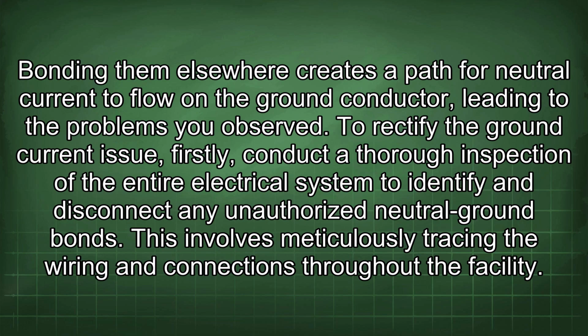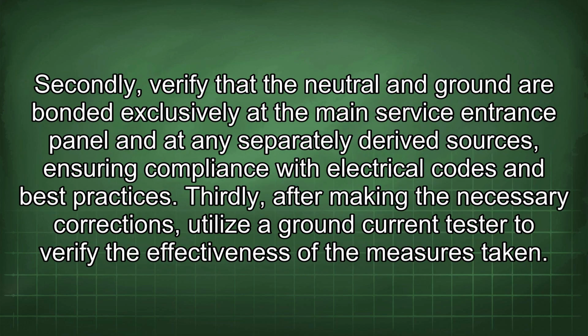disconnect any unauthorized neutral ground bonds. This involves meticulously tracing the wiring and connections throughout the facility. Secondly, verify that the neutral and ground are bonded exclusively at the main service entrance panel and at any separately derived sources, ensuring compliance with electrical codes and best practices.